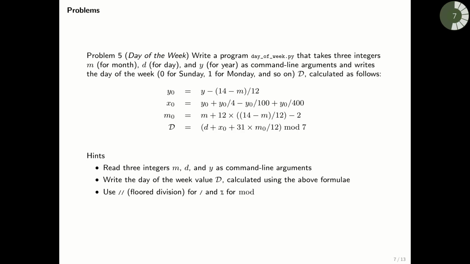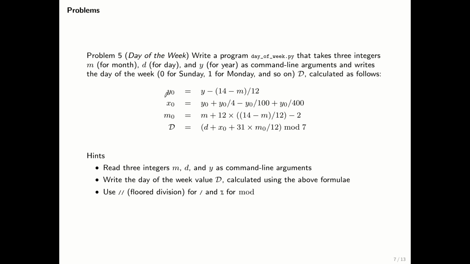The next problem is called day of the week. Here you're going to write a program called dayofweek.py that takes three integers m, d, and y representing the month, day, and year as command line arguments, and the program is supposed to calculate and write the day of the week, which is 0 for Sunday, 1 for Monday, and so on, and it's 6 for Saturday. Right? The day of the week is calculated using these formulae.